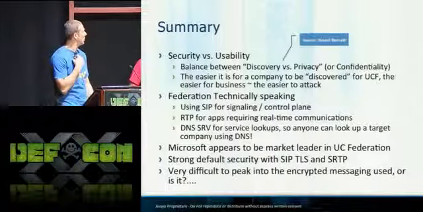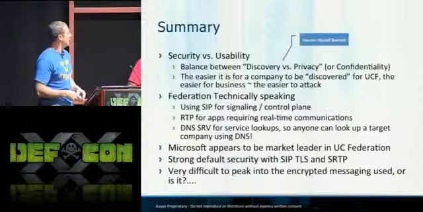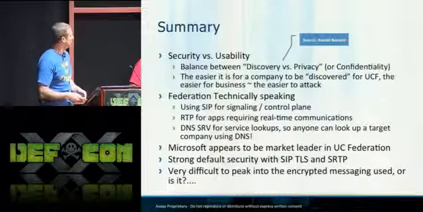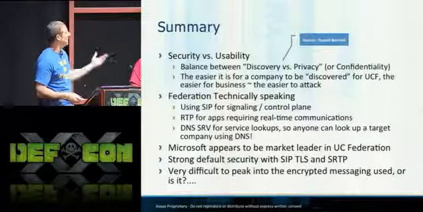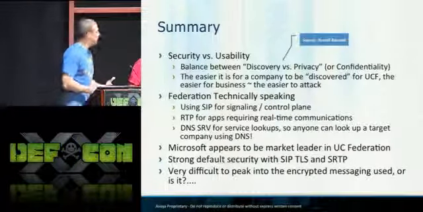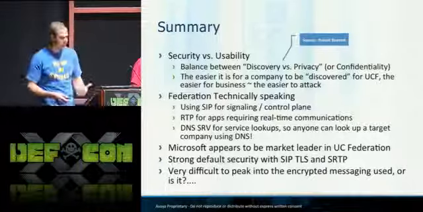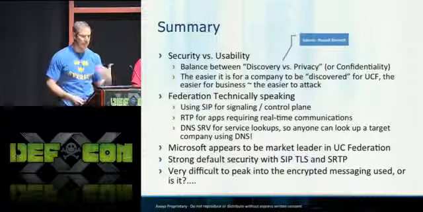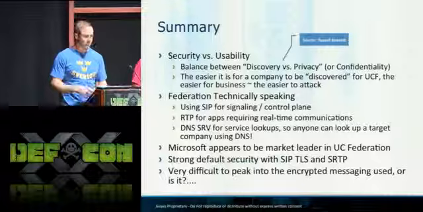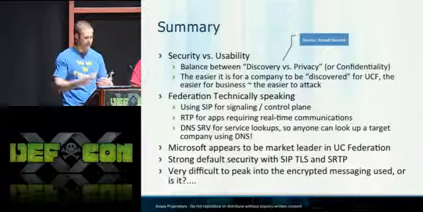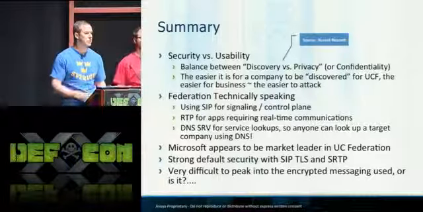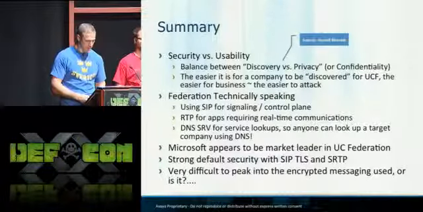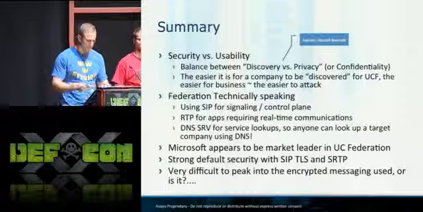We do have the Cisco way of doing it, but from a Microsoft UC Federation perspective, what it means is SIP signaling and control plane. SIP for signaling, RTP for apps requiring real-time communication, and then DNS SRV for service discovery. So in the future, you could have new records that you create to use for new UC communications and applications.